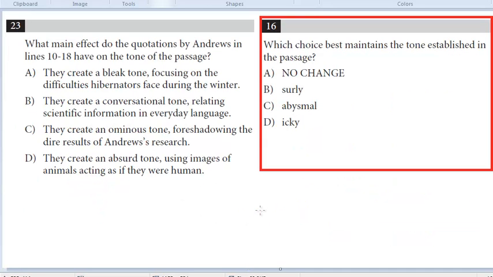Alright, so we'll look at one more. This is the same thing. It says, what main effect do the quotations by Andrews in 10 to 18 have on the tone? Again, tone of the passage. They don't ask you directly, but it's the same thing. It has a bleak tone, a conversational tone, an ominous tone, an absurd tone. They all put these adjectives, or these modifiers, in front of the tone, and that's what they're basically asking. What does bleak mean in the context of the sentence? What does ominous mean in this sentence? And what does absurd mean in this sentence? And you could get the answer.